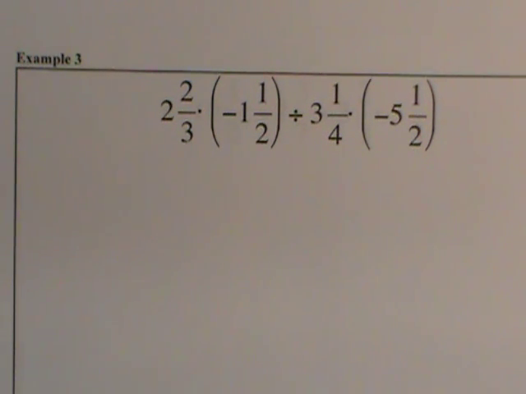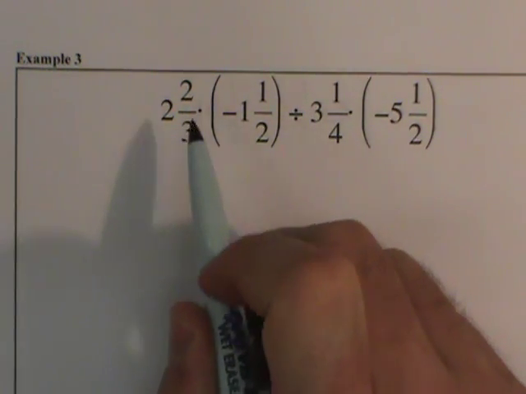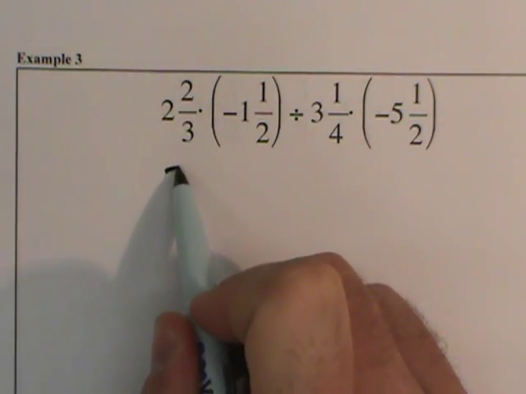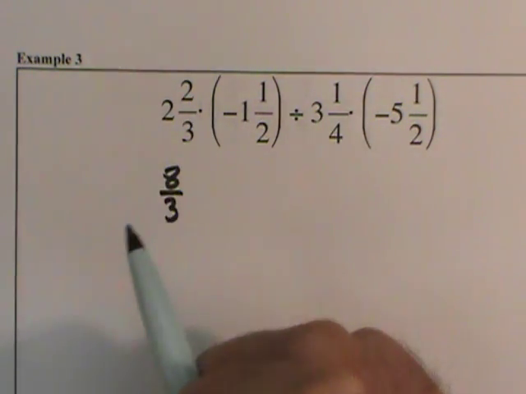Example 3 for multiplying and dividing rational numbers. First step is to take all these mixed numbers and turn them into improper fractions. So I'll start with this. 3 times 2 is 6. 6 plus 2 is 8. First fraction would be 8/3.